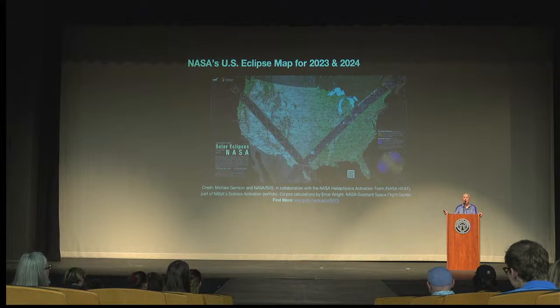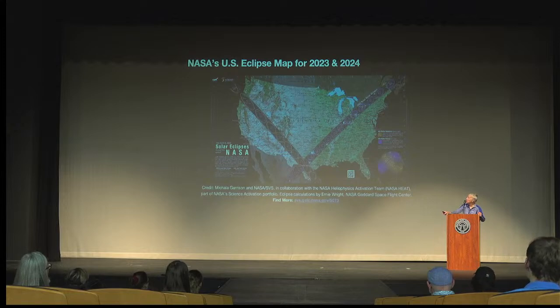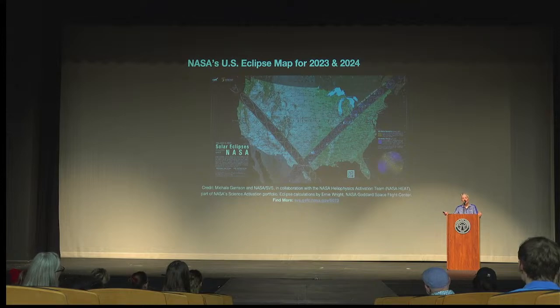The path on the right side, the one that comes up through Mexico and exits through New England, that is the path of totality. And so you folks are going to be involved in a total eclipse of the sun, which will be a really, really inspiring thing for you to experience.